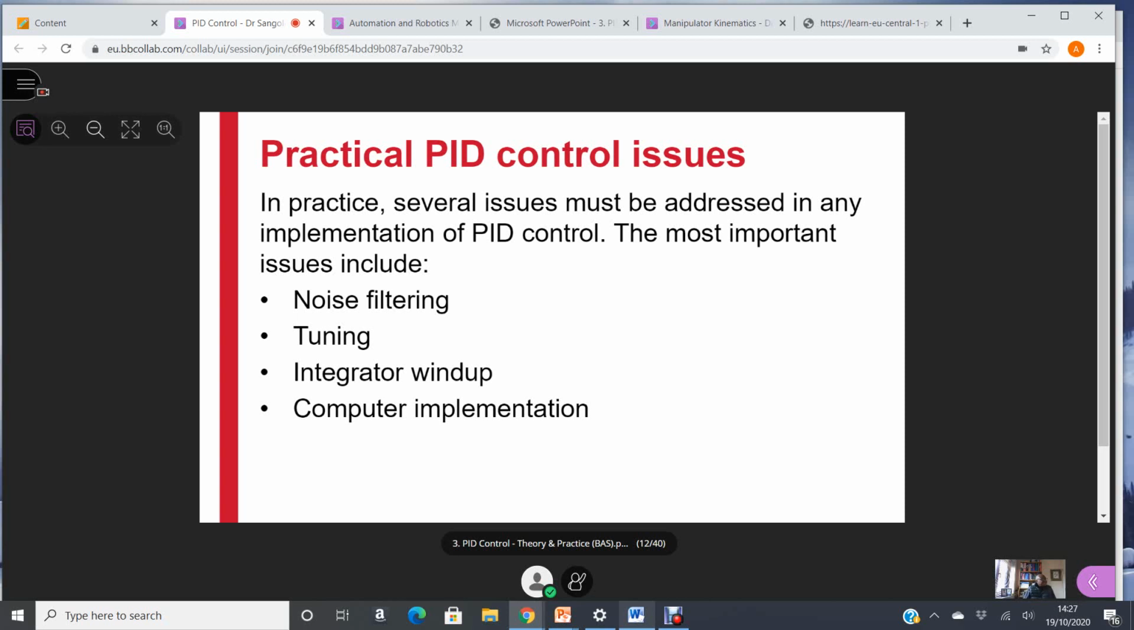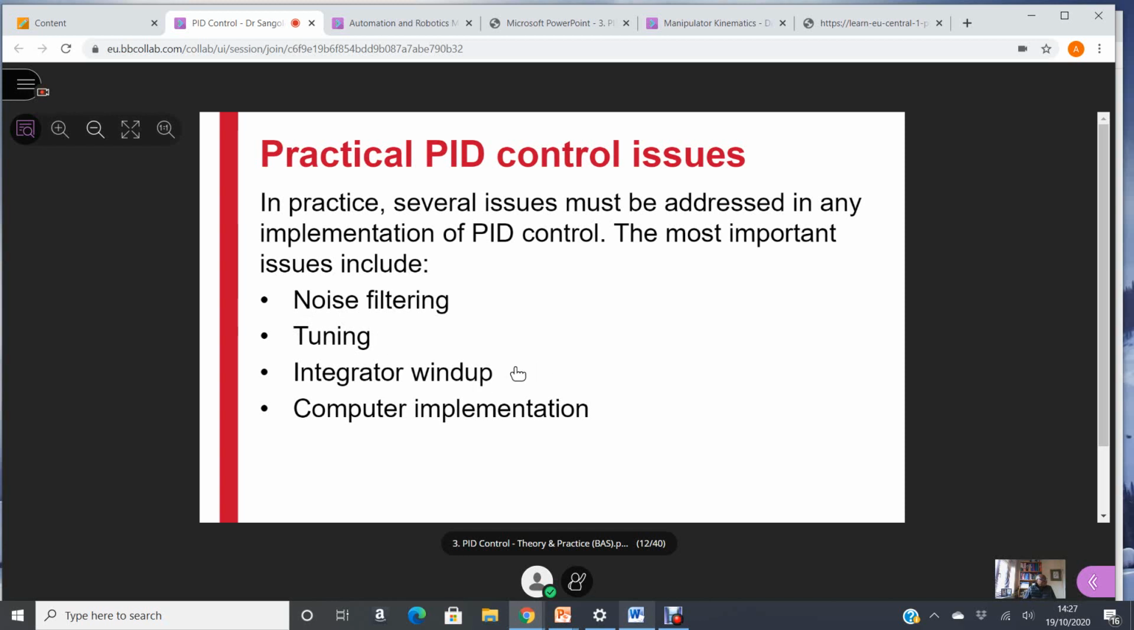So the first thing is noise filtering. It has to do with the derivative action in the controller. That is very important. The reason will become obvious in the next slide. Then, of course, I mentioned at the beginning as well that we need to look at how we tune the controller, how we obtain the gains to be used in the implementation.